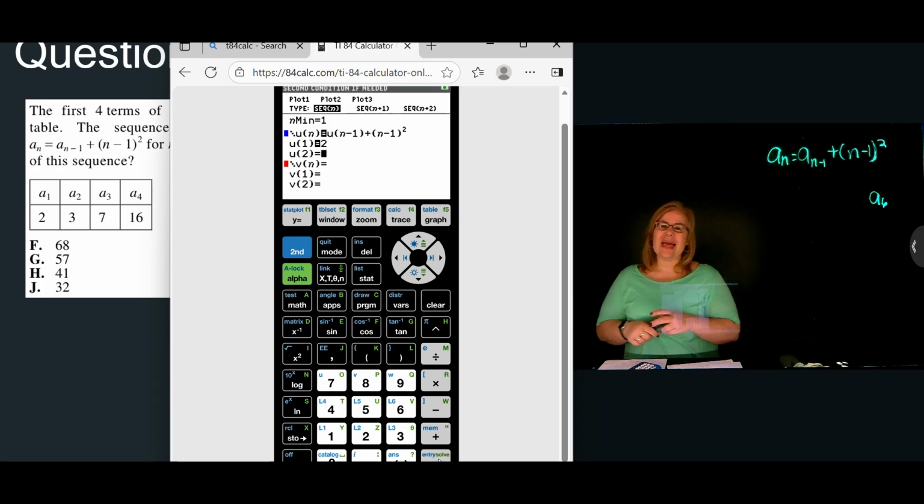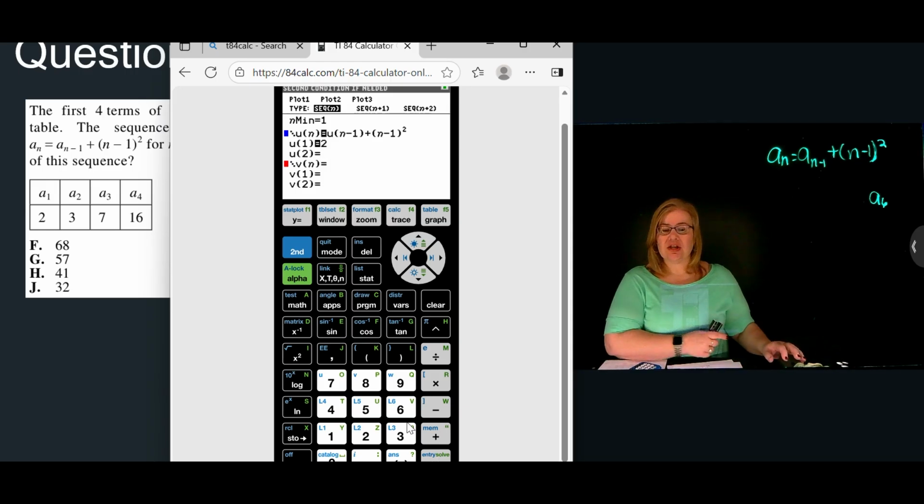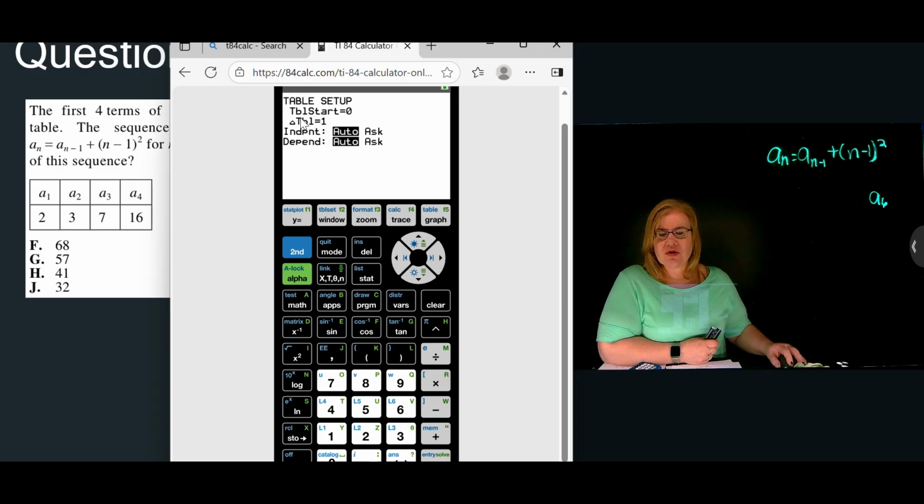Now, before I pull that table to show all of my different terms, I need to tell my table exactly how I want it. So I'm going to set up my table. I'm going to press second and see this table set in blue. I'm going to hit it. I want to set my table for 1. And then my second, the table is going to equal 1, meaning the sequence of 1.